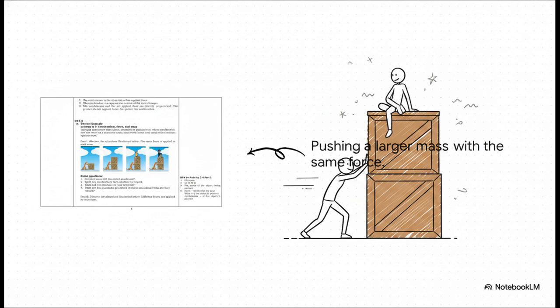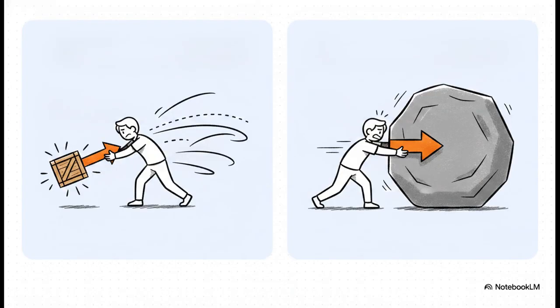It is going to take a lot longer for this heavy stack to reach the same speed as that single little crate. So the crucial point is this relationship. When you're applying a constant force, less mass equals higher acceleration, whereas more mass equals lower acceleration. You can think of mass as essentially an object's resistance to a change in motion. The more mass you have, the more stubbornly it just wants to stay exactly how it already is.